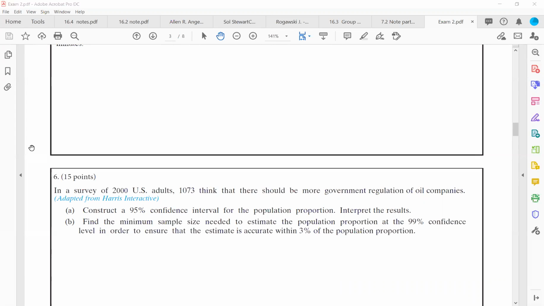So here I have n equals 2,000 and x is equal to 1,073. And our goal is to construct a 95% confidence interval, this is part A. Part B says, what's the sample size if margin of error is 3% and C is 99%. Very well. Let's get back to the board.